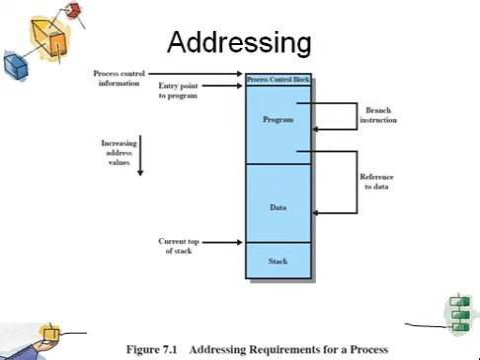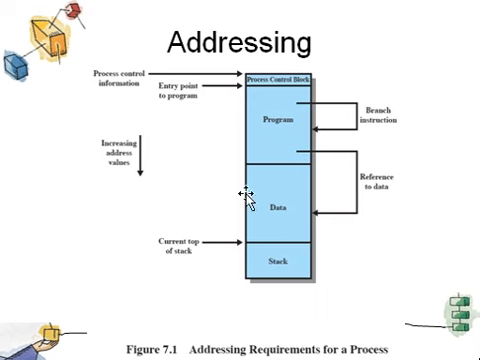Now this figure shows you addressing, how we can map the logical address of the process into physical addresses. So just have a look at this figure. Here we have a section of memory which is called the program control block. The PCB has some information about the processes that have been loaded into the memory.